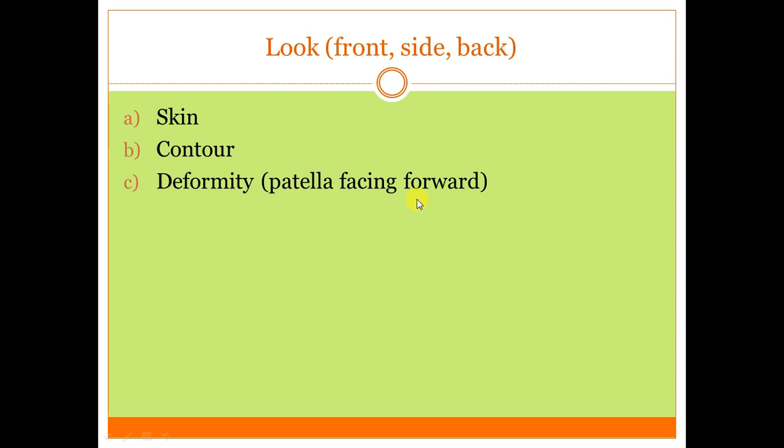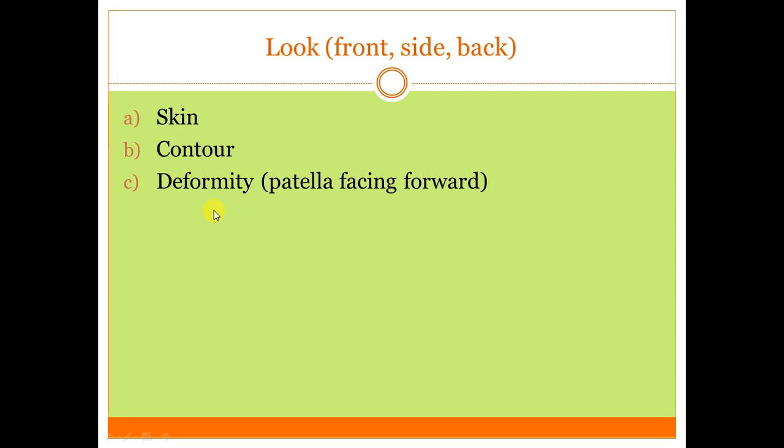Still the patient is standing in front of you. You will comment on the scar, and contour, meaning muscle wasting. From the front it is the quadriceps. Then deformity, coronal deformity, but you have to make sure his patella is facing forward. Genu varum, genu valgum, and from the side, please turn to your side, either side, and compare to the other side.